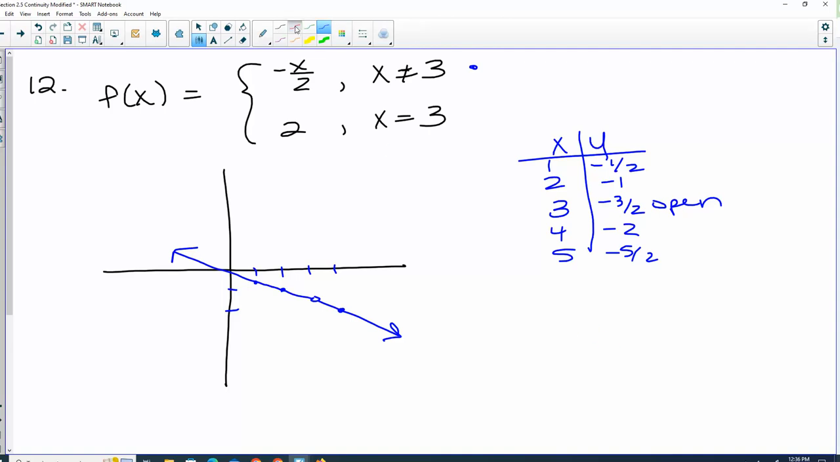The second piece, 2 when x equals 3. How do we graph that? Just a dot. So when x is 3, the y is 2. Okay, so where is this discontinuous? X equals 3. What type is that?